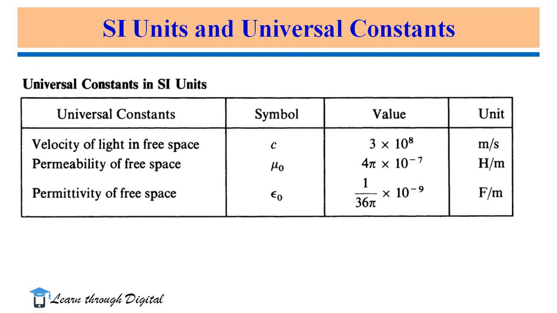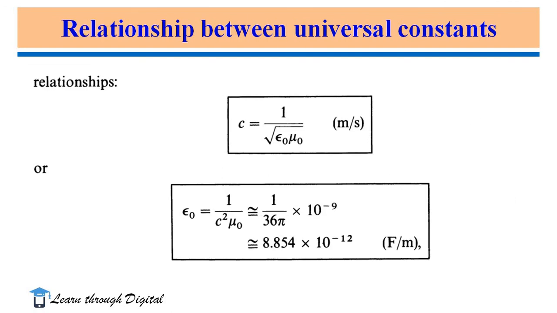And another universal constant is permittivity of free space, which is represented as epsilon naught, 1 by 36 pi × 10 power minus 9 farad per meter. The two constants epsilon naught and mu naught pertain to electric and magnetic phenomena respectively. Epsilon naught is the proportionality constant between the electric flux density D vector and electric field intensity E vector in free space. D vector is equal to epsilon naught E vector in free space. Similarly, H vector is equal to 1 by mu naught B vector in free space.